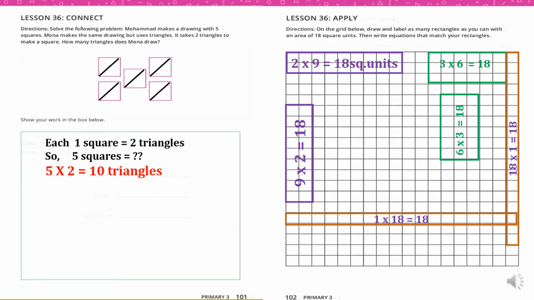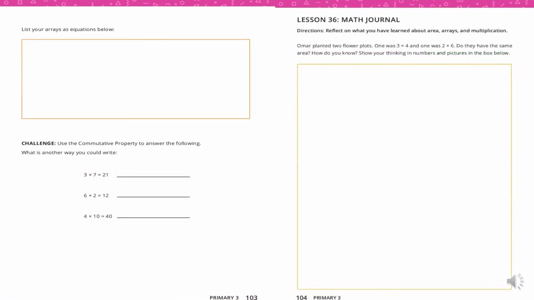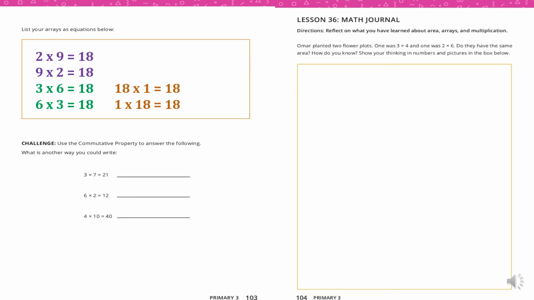So, let's write all the equations of these arrays. 2 times 9 equals 18. 9 times 2 equals 18. 3 times 6 equals 18. 6 times 3 equals 18. 18 times 1, 18. 1 times 18, 18. So all of these factors, when we multiply each two factors together, 2 and 9, 3 and 6, 18 and 1, we get 18 as a product, which is the area.